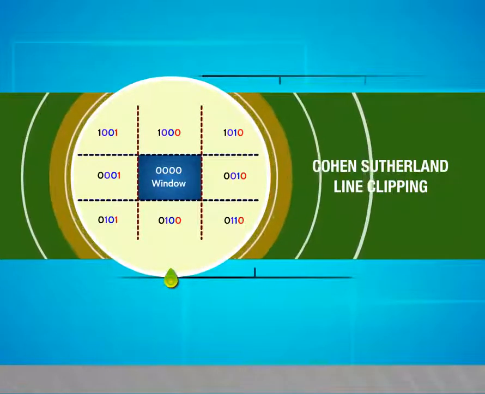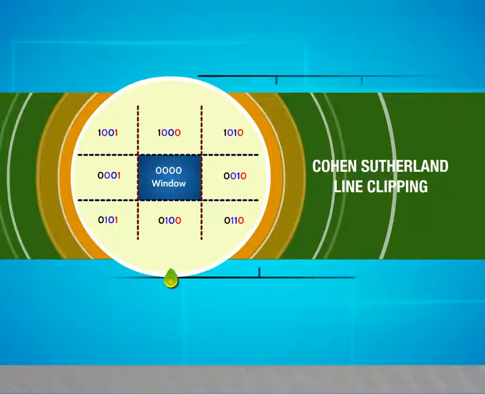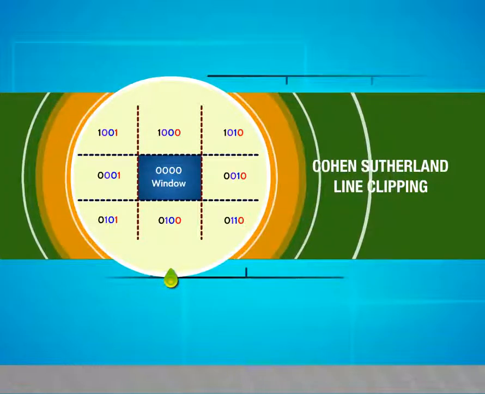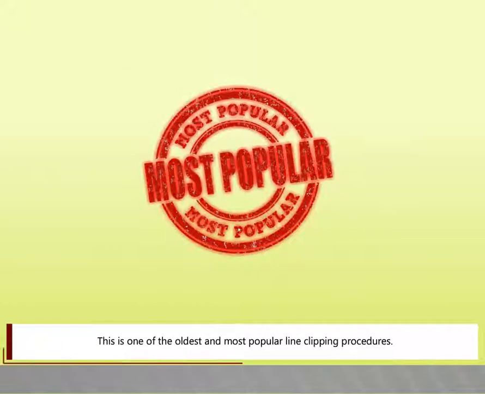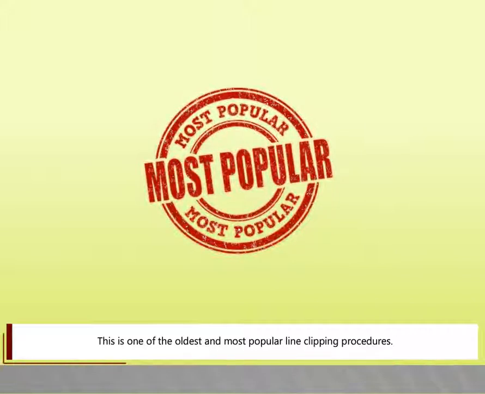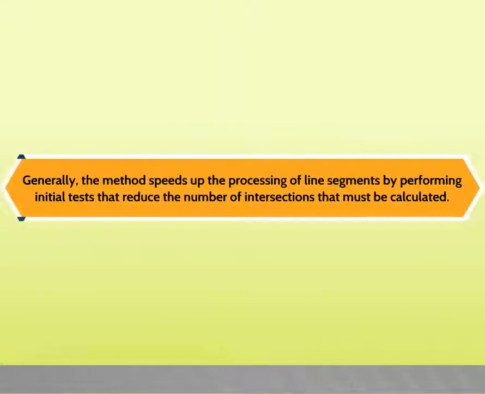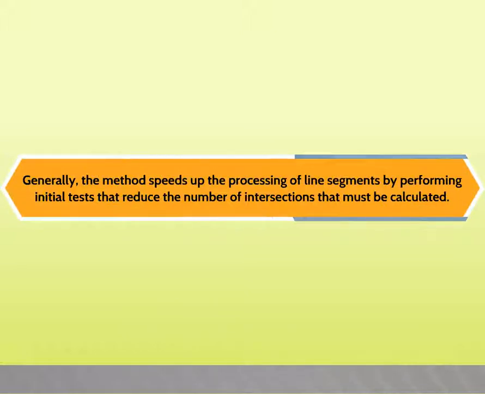Cohen-Sutherland line clipping. In this video, we are going to see about Cohen-Sutherland line clipping. This is one of the oldest and most popular line clipping procedures. Generally, the method speeds up the processing of line segments by performing initial tests that reduce the number of intersections that must be calculated.